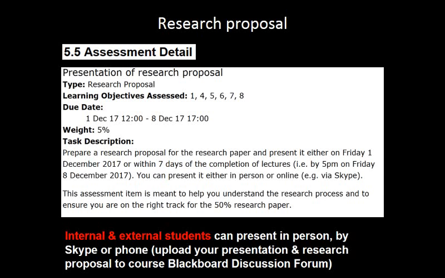Okay, so you prepare a research proposal for the research paper and present it. You can do it in person or by Skype, whether you're internal or external. And this is all about helping you understand the research process and ensure you're on the right track for the research paper. So don't be scared about it. It's not meant to be stressful.